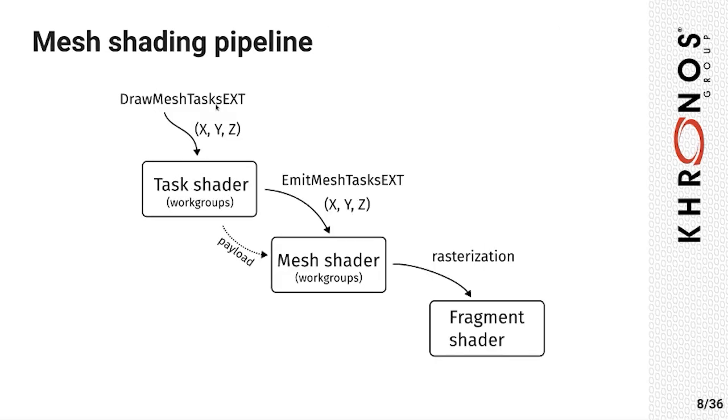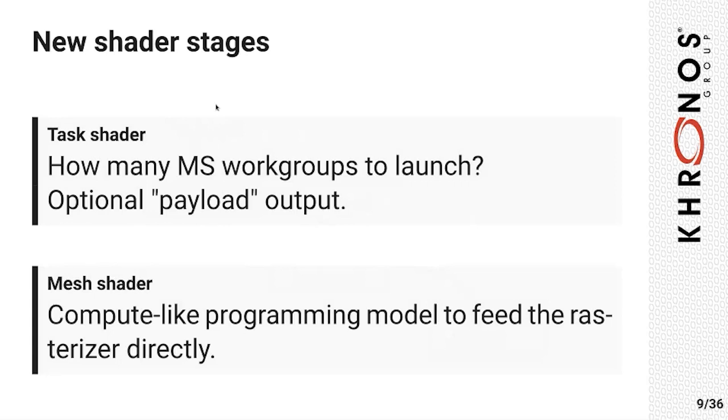What you should do is use the slightly more complicated version. Here you have a task shader. In this case, the draw call specifies the task shader workgroups that you launch, and from the task shader, you emit how many mesh shader workgroups you want. This is what I recommend you do, because task shaders allow you to make your pipeline more efficient and reduce the work. So what exactly is a task shader? The main task of a task shader is to determine how many mesh shader workgroups you want to launch. In addition to that, they have an optional payload output, which you can use to pass data from the task to the mesh shaders. And the mesh shader, as I already described, has this compute-like programming model, and it feeds the rasterizer directly.